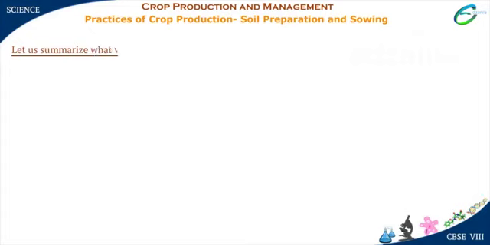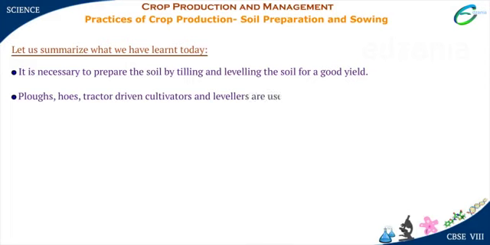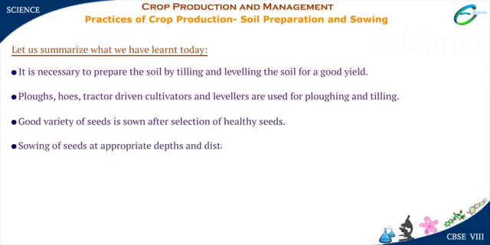Let us summarize what you all learned today. It is necessary to prepare the soil by tilling and leveling the soil for a good yield. Plows, hoes, tractor-driven cultivators and levelers are used for plowing and tilling. Good variety of seeds is sown after selection of healthy seeds. Sowing of seeds at appropriate depths and distances gives good yield. Sowing is done by seed drills.